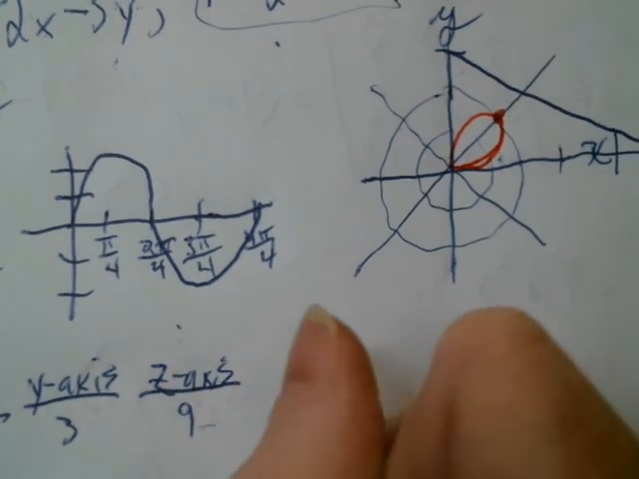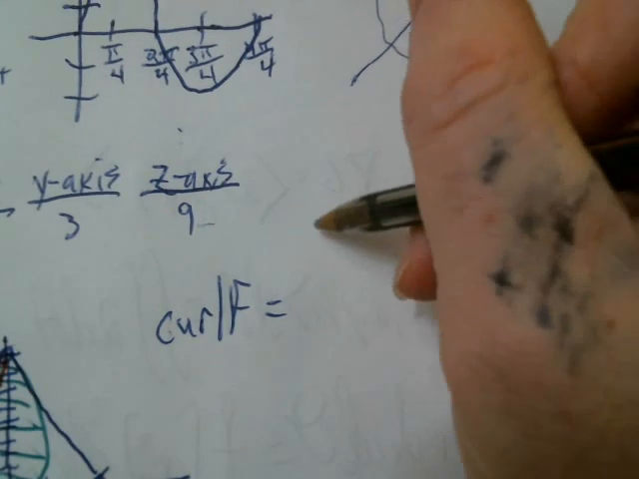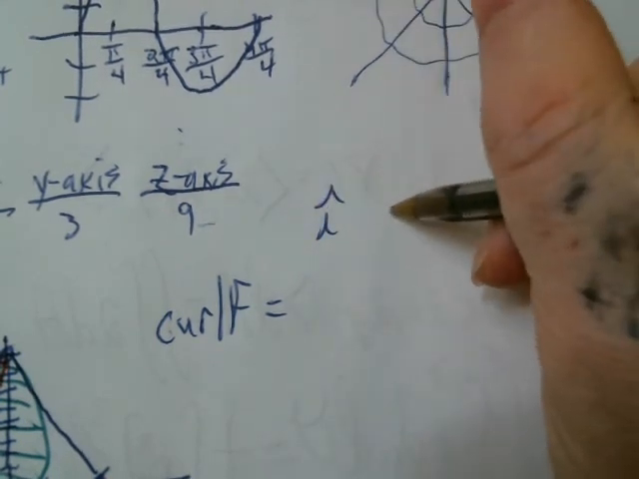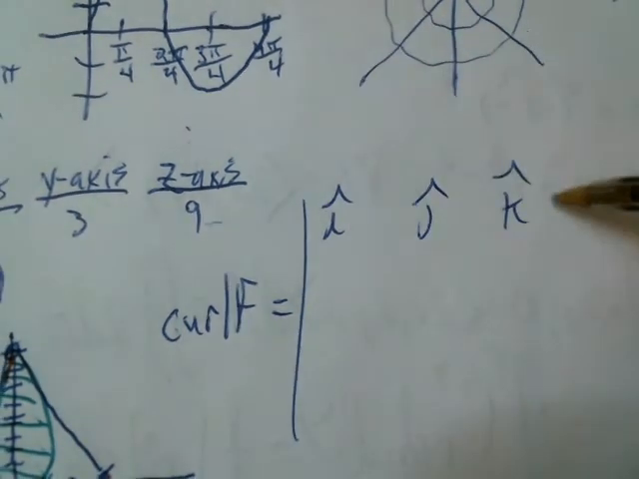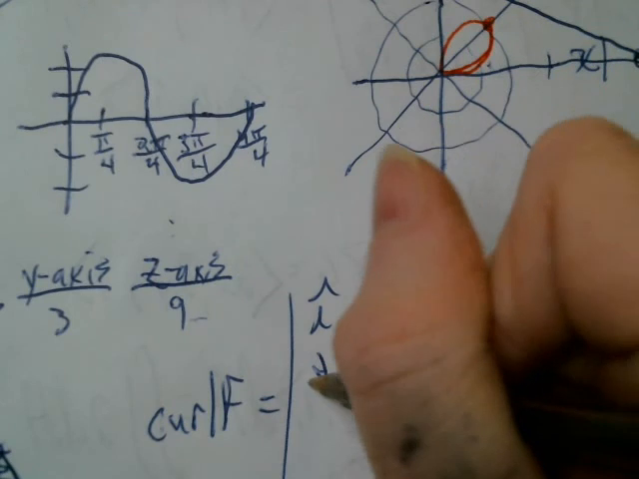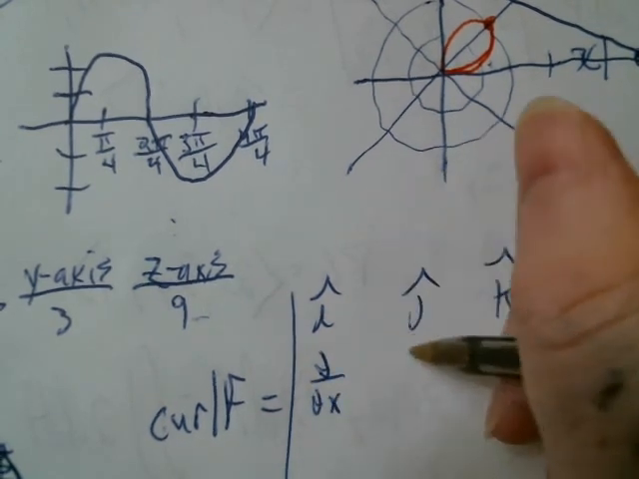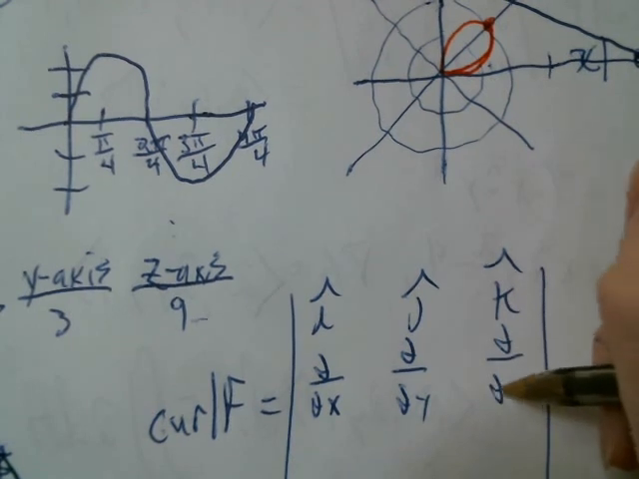So the curl of f, again, it's this operation that's kind of like a determinant. Okay. And this one is fairly annoying, just because of the nature of the components. There's a little bit you could do.